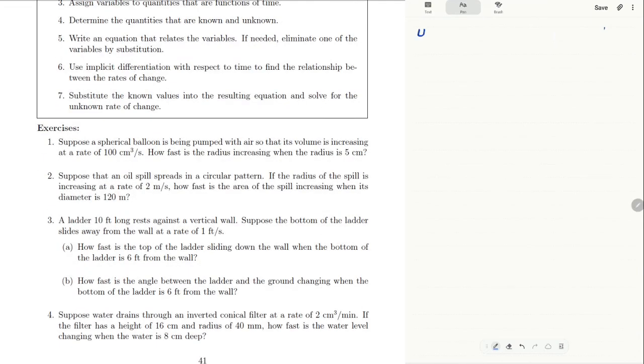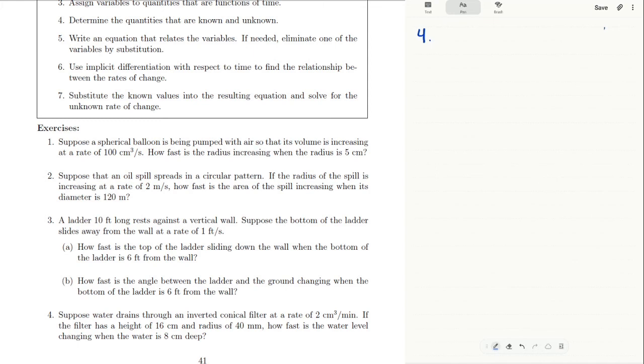Now in the next example, we have water that drains through an inverted conical filter at 2 cubic centimeters per minute. If the filter has a height of 16 centimeters and a radius of 40 millimeters, then how fast is the water level changing when the water is 8 centimeters deep?